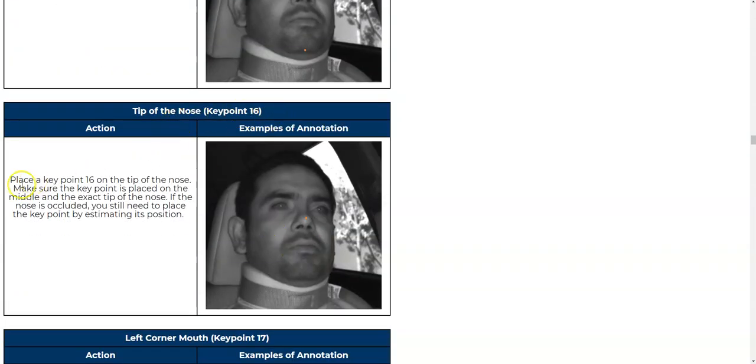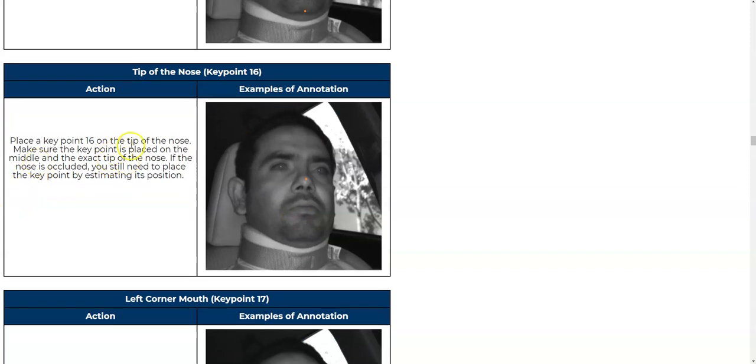Next would be the tip of the nose. Place key point 16 on the tip of the nose. Make sure the key point is placed on the middle and the exact tip of the nose. If the nose is occluded, you still need to place the key point by estimating its position.